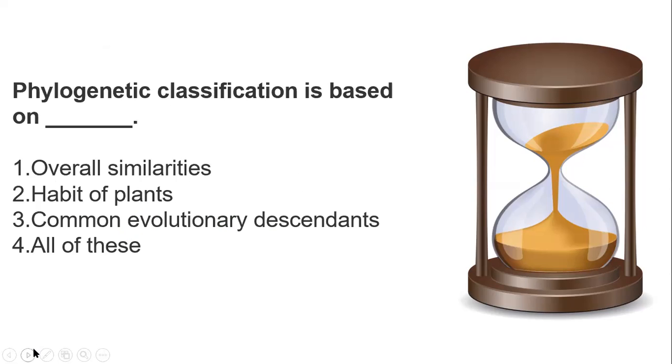Next question. Phylogenetic classification is based on, another simple question: overall similarity, habit of plant, common evolutionary descent, all of these. Phylogeny is based on what? Evolution. Right. Exactly, common evolutionary descent. Whenever the term phylogeny comes, I always remind you it is based on common evolutionary descent. The exact term is used because it's a previous year question and one of the important points. Just bookmark it. Hope you all know this.